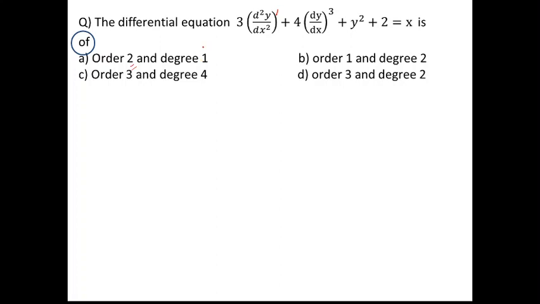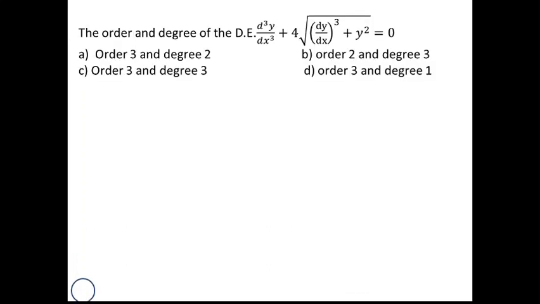Now just recall what is meant by order of a differential equation. The order of a differential equation is nothing but the order of the highest order derivative of that differential equation. That's why here it is 2, and the degree is defined as the highest integral power of the highest order derivative term of the differential equation. So once you identify the highest order derivative term, its integral power will give you the degree of the differential equation. Okay, so here option A is the correct one. Now let's have the next question.